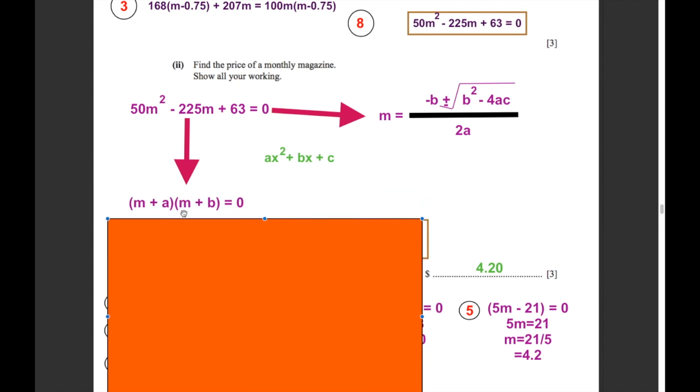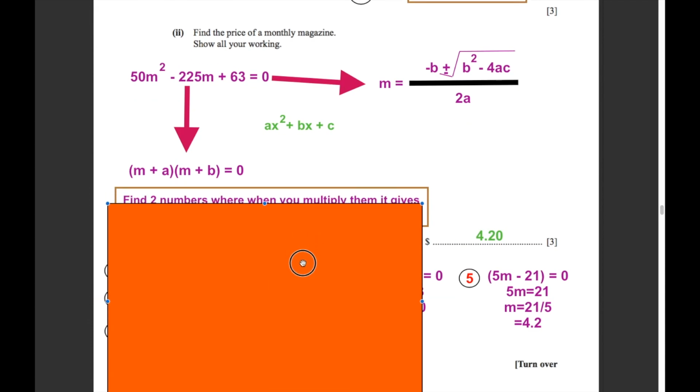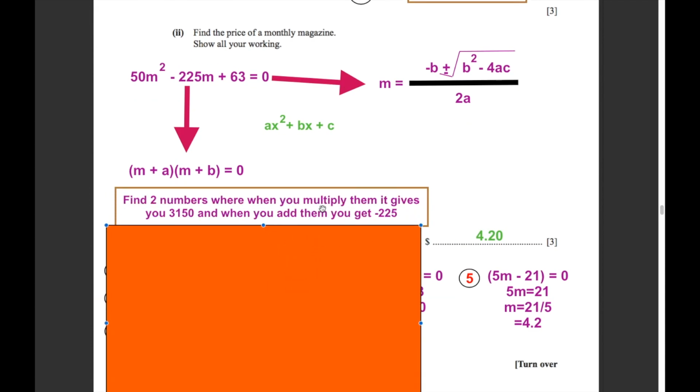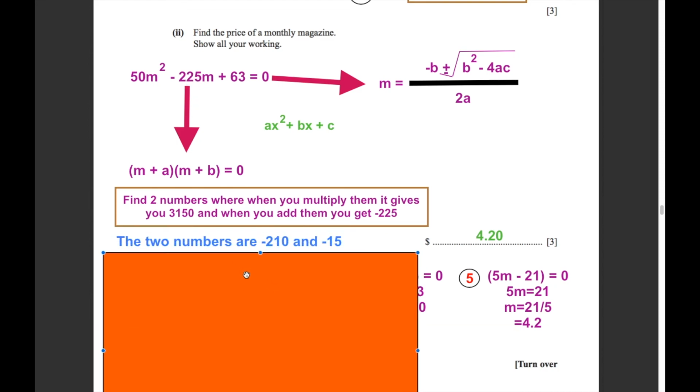Or we can do it another way, which is through factorizing and then equaling it to 0. So find the two numbers where when you multiply them, it gives you 3,150, because it's not really 63 in this case, because the coefficient here is not 1, it's 50. So we're going to do 50 times 63, which is 3,150. And when you add them, you get b, which is negative 225. So in this case, the two numbers are negative 210 and negative 15. So when you add them, it gives you this. When you multiply these two numbers, it gives you this.